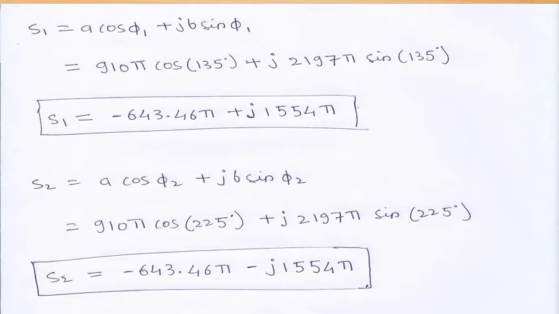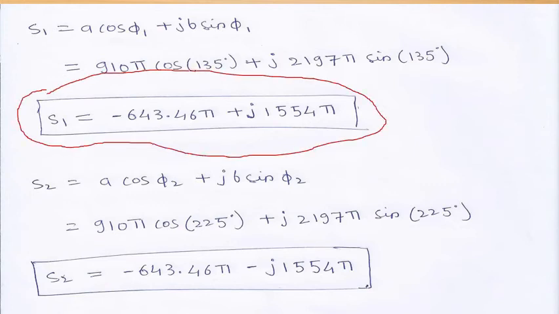So S1 is given as A cos phi 1 plus jB sine of phi 1. Therefore, we need to substitute the value of A and phi 1. After doing so, we get the first pole S1 as minus 643.46 pi plus j 1554 pi. On a similar basis, we need to find the value of the second pole S2.